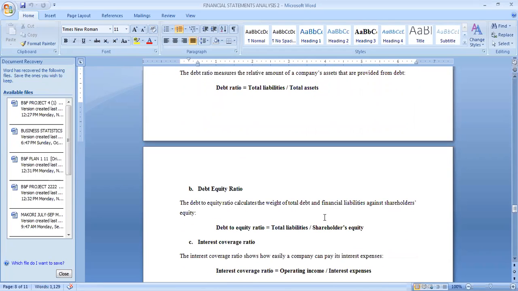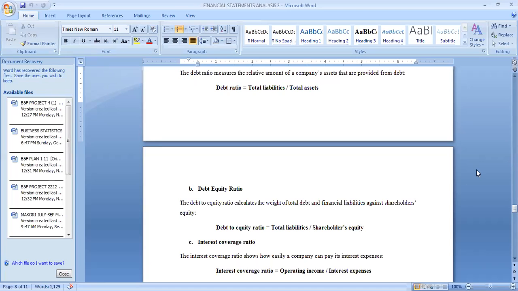Then we have what we call the debt equity ratio under the leverage ratios, which is total liabilities over shareholders' equity. Shareholders' equity is the share capital plus the retained earnings. Let us see whether we have such a question. The same question that we have just handled, Roman 5, was asking about the debt equity ratio.